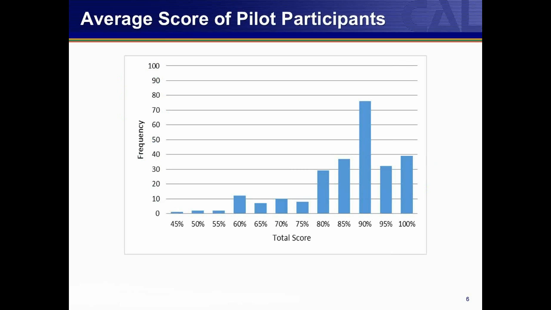This graph shows the average score of pilot participants. For example, if you look on the right side of the graph, a little under 40% of participants got a score of 100%. A little over 30% got a score of 95% correct, and so on.